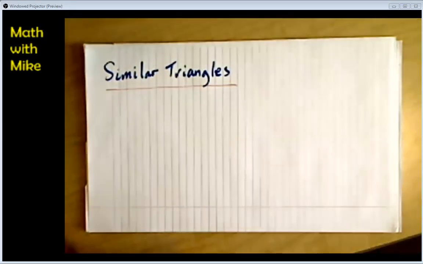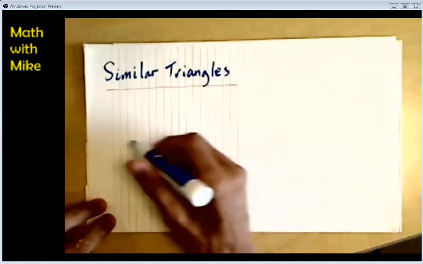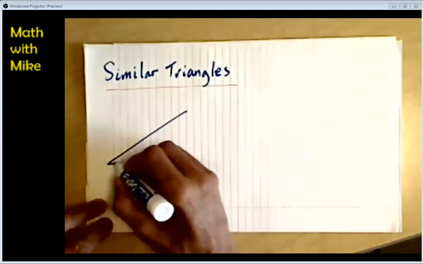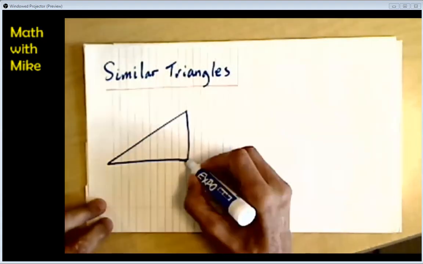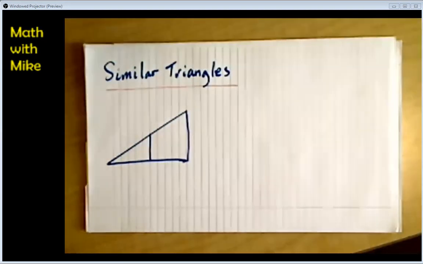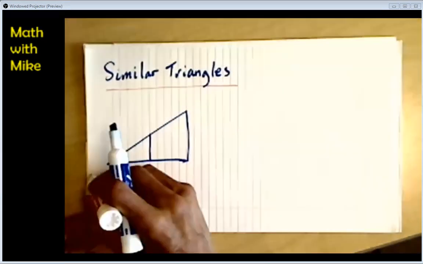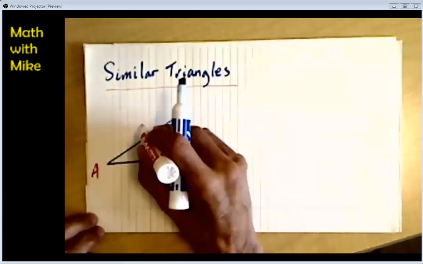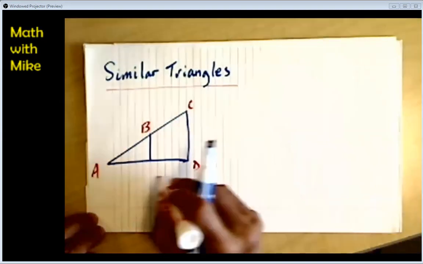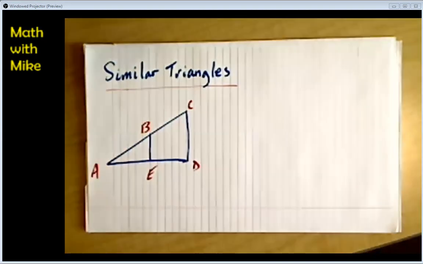Well, importantly, similar triangles, here's a little example like this. You got a triangle like that, and then a little triangle that fits on the inside. I'm going to use some letters so it's kind of mathy like. You got A, B, C, D, and E.